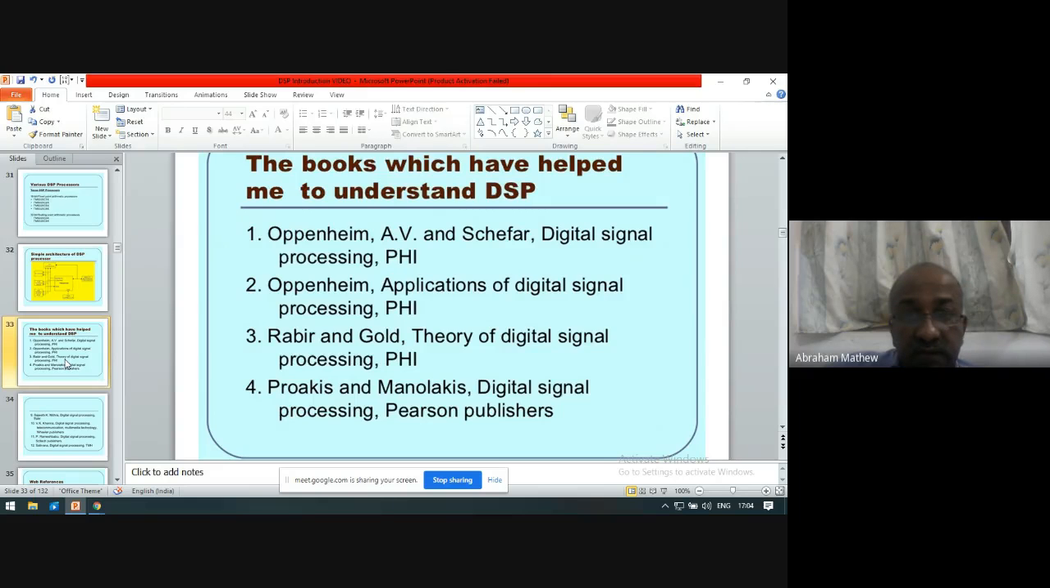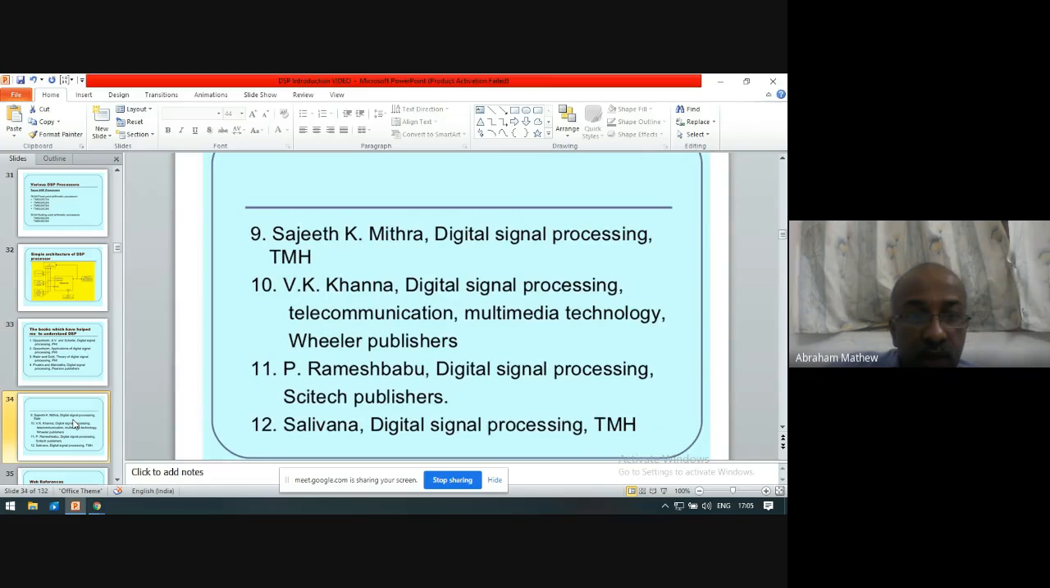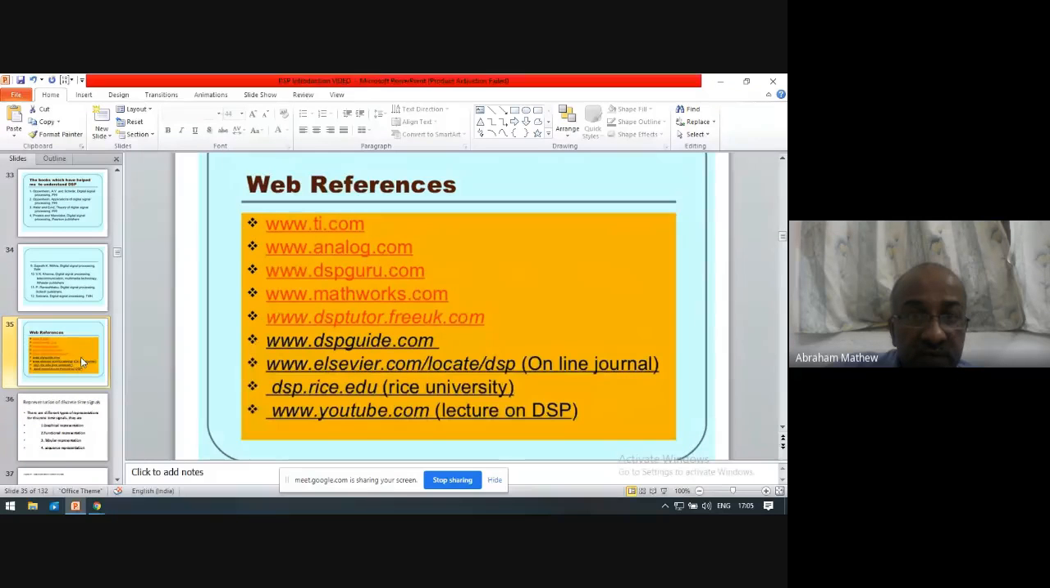We can refer various textbooks such as Openium, Prakyas, and Ramesh Babu, Salivahanan. All these textbooks you can refer for information. Even you can refer web reference. I am listing here all the web reference where you can explore more.